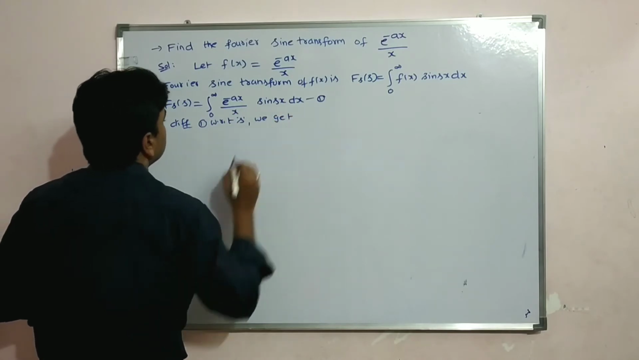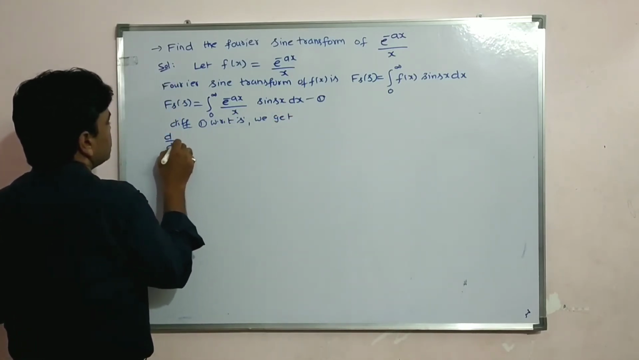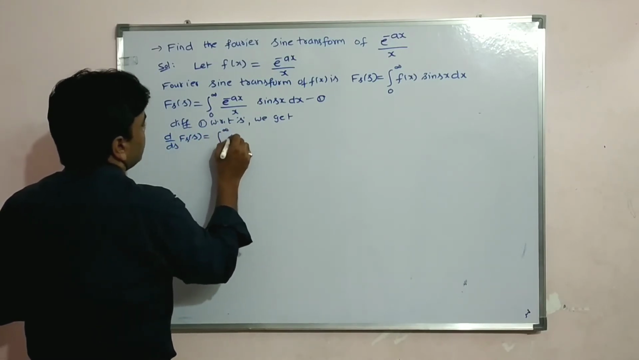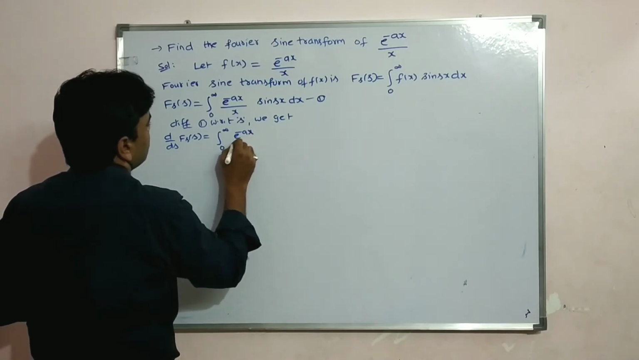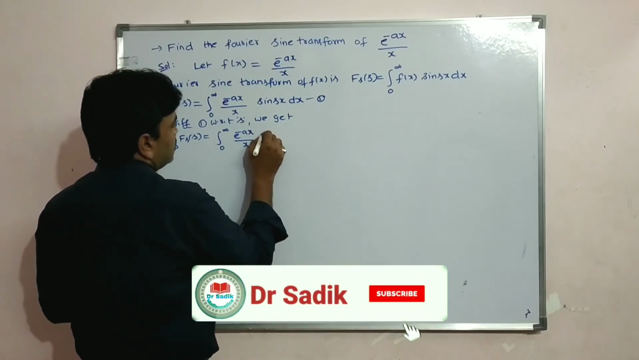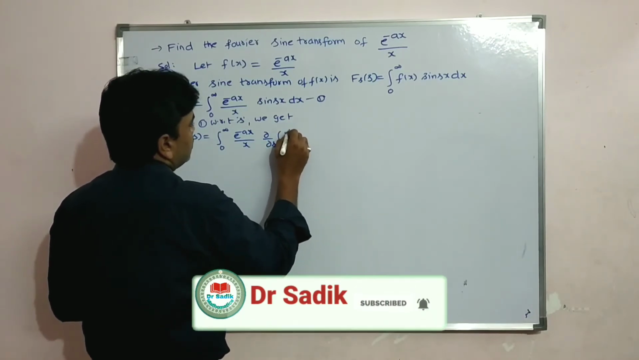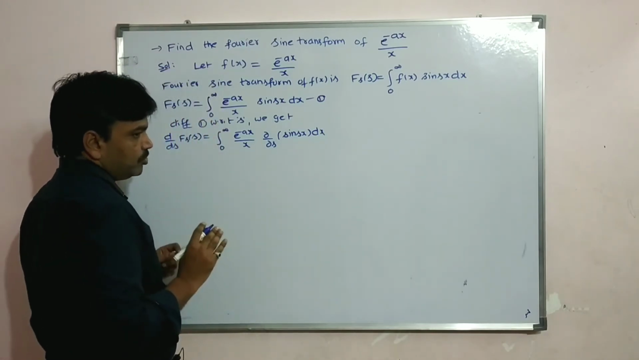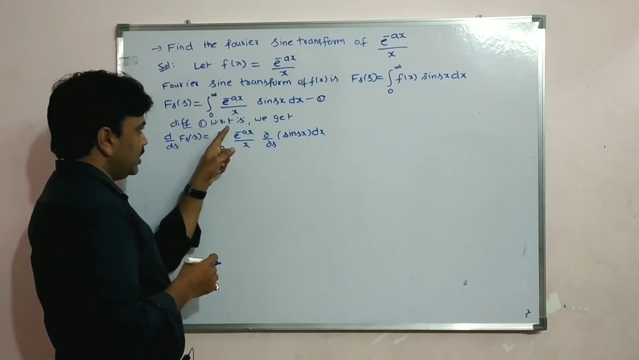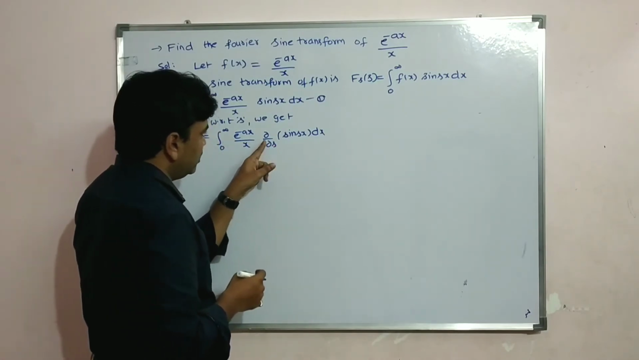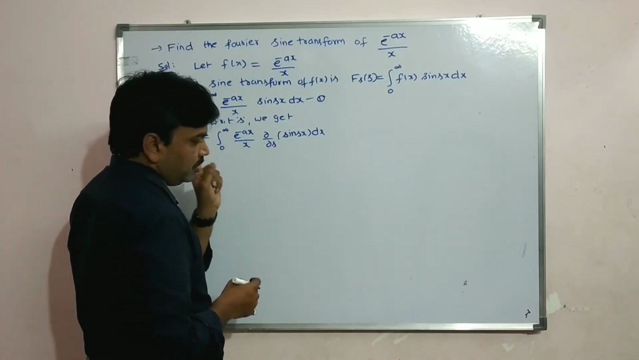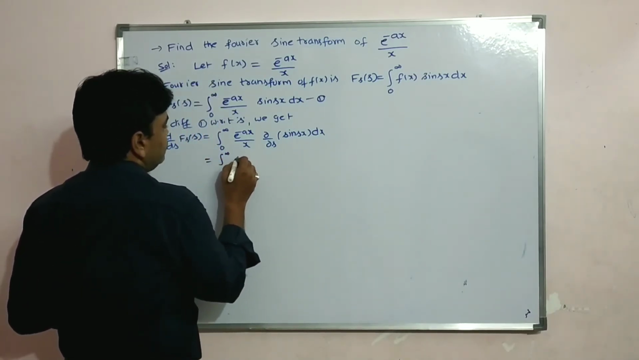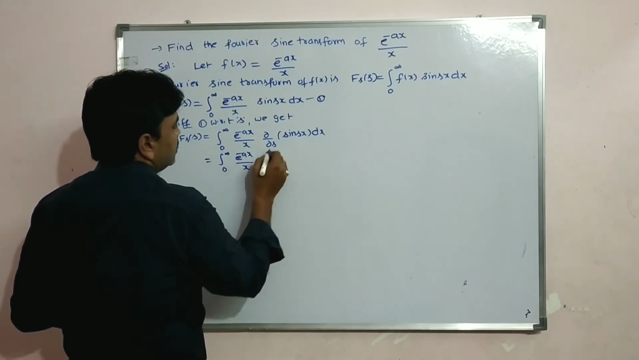We get d by ds of Fs of s equal to the integral from 0 to infinity of e power minus ax by x, times dou by dou s of sin sx, dx. I already told you in previous classes, whenever you differentiate with respect to s and take it inside the integration, the d becomes dou, because we have a formula. The integral from 0 to infinity of e power minus ax by x.